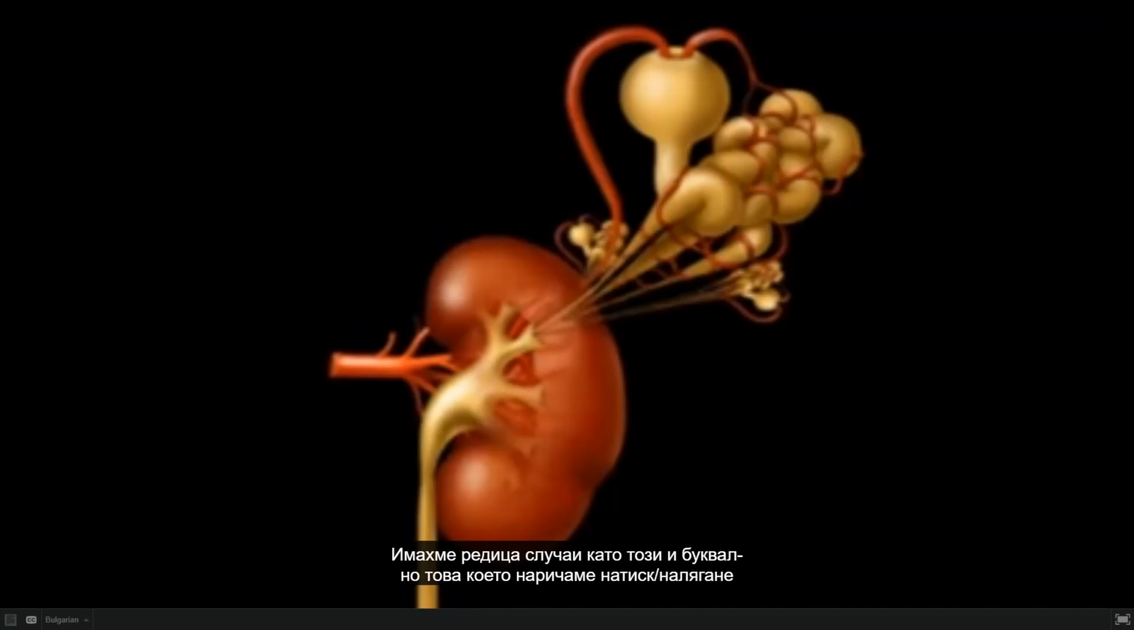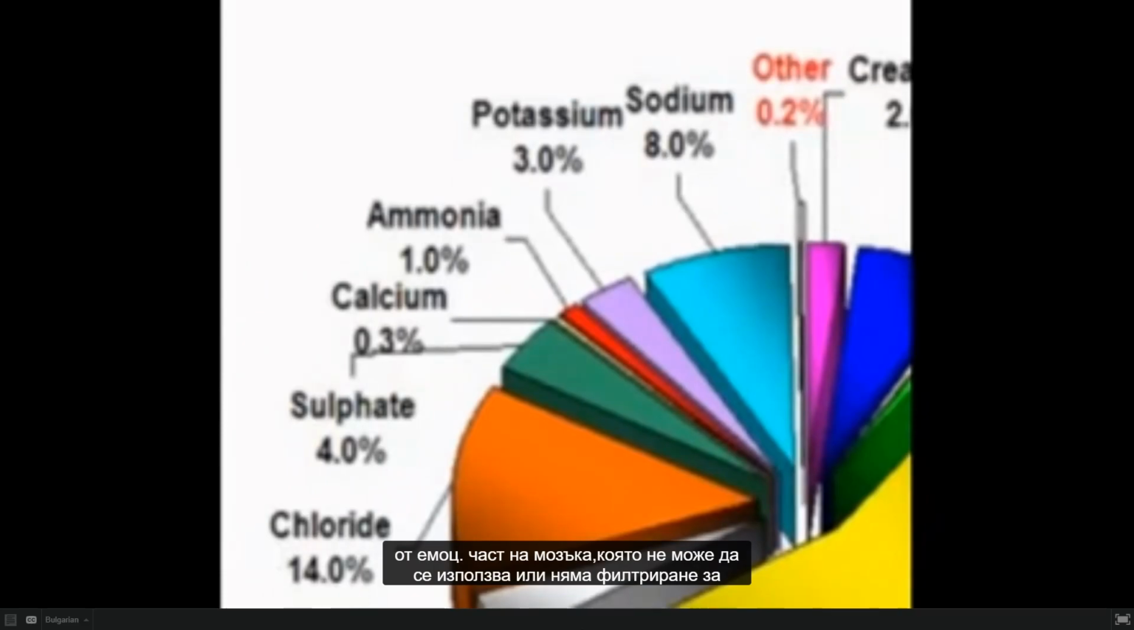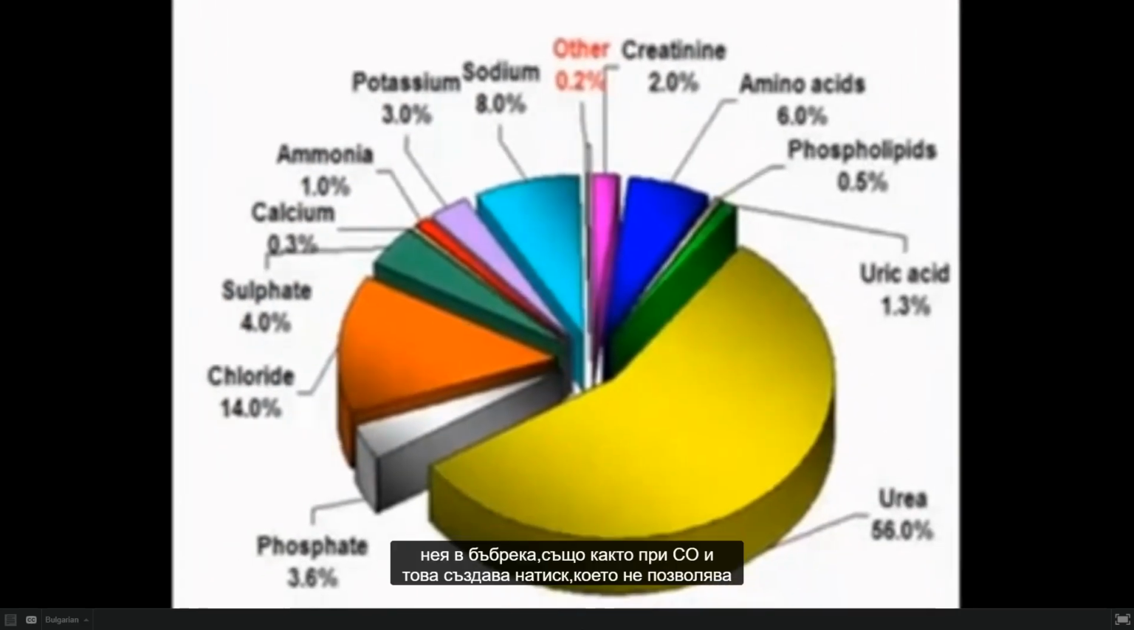And it's literally what we call pressure is gravitational magnetic, it's a plasmatic pressure, not the pressure as you consider it with pumping. And that pressure comes because different composition and strength are released by the emotional part of the brain, which cannot be used, or there is no filtering for it in the kidney, the same as what you call the CO. And that build-up of pressure does not allow certain conversions, and then the other part of the organs of the body have to accommodate for what we use the insulin balance.